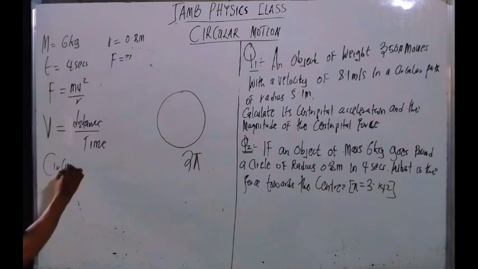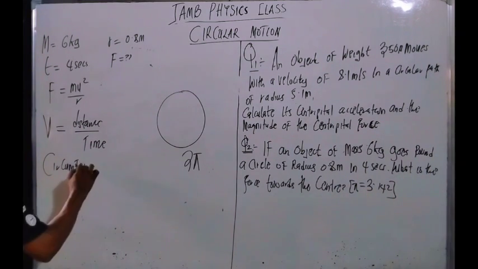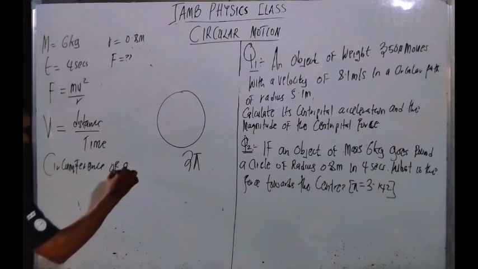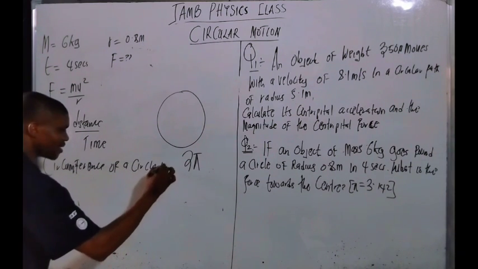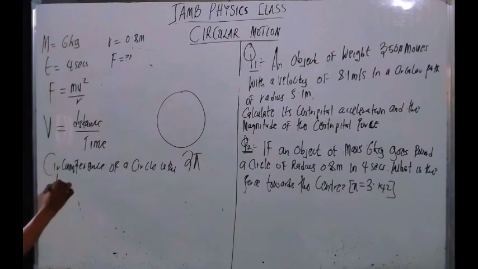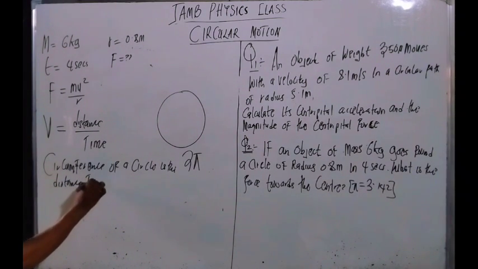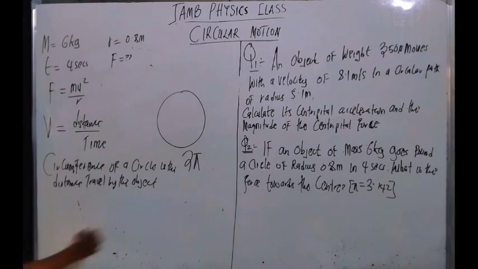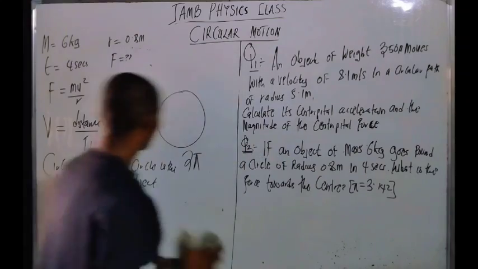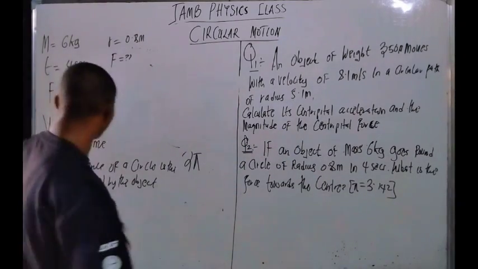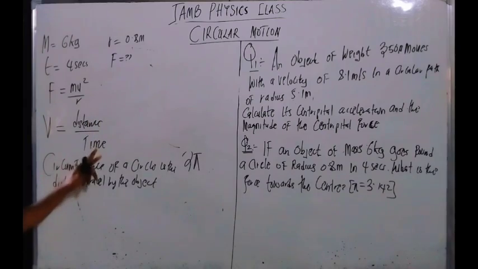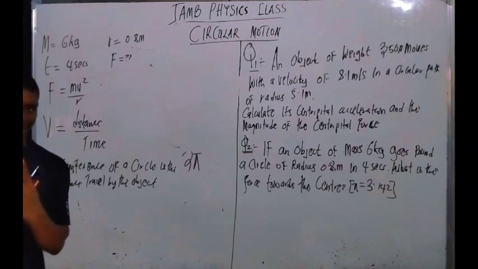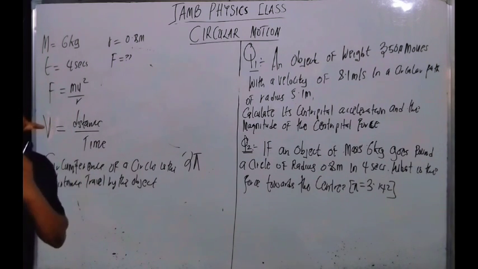The circumference of a circle is the distance traveled by the object. With this understanding, speed equals distance over time. Because we are talking about circular motion, the object moves along the circumference of the circle, which is 2 pi r.